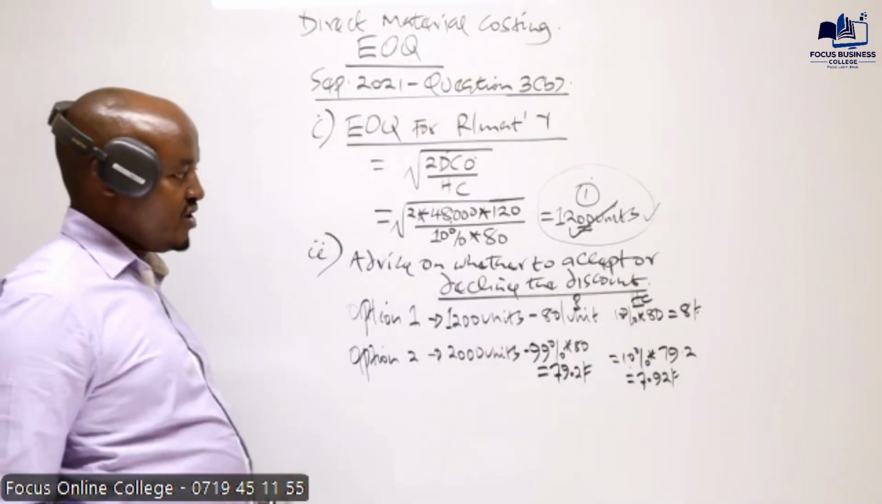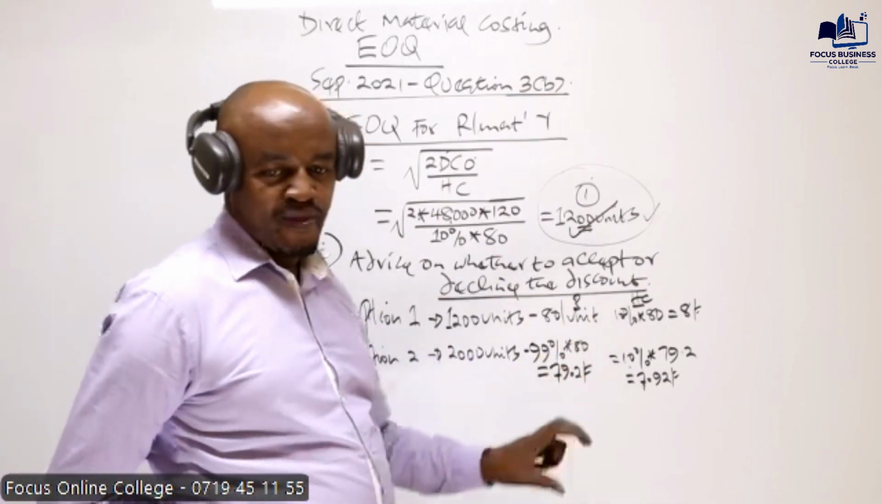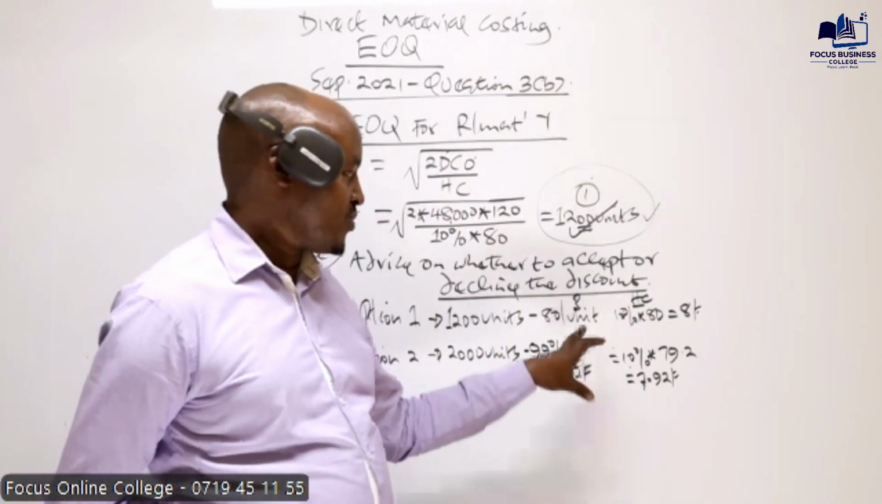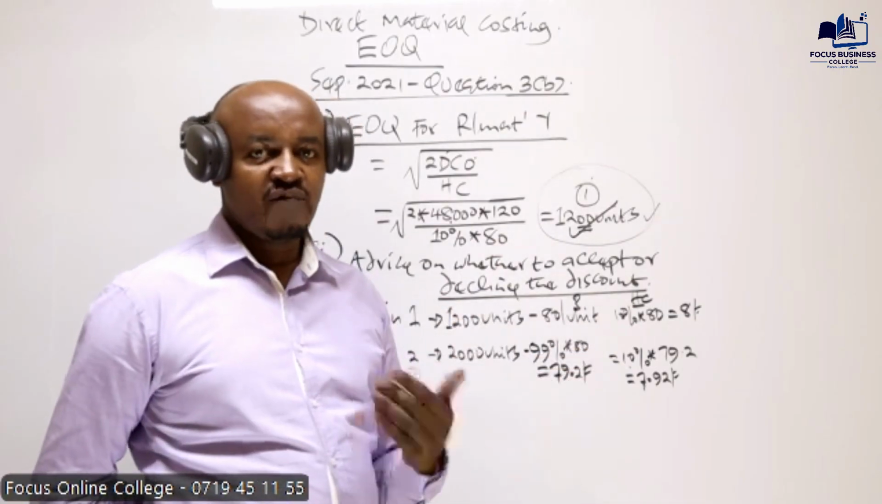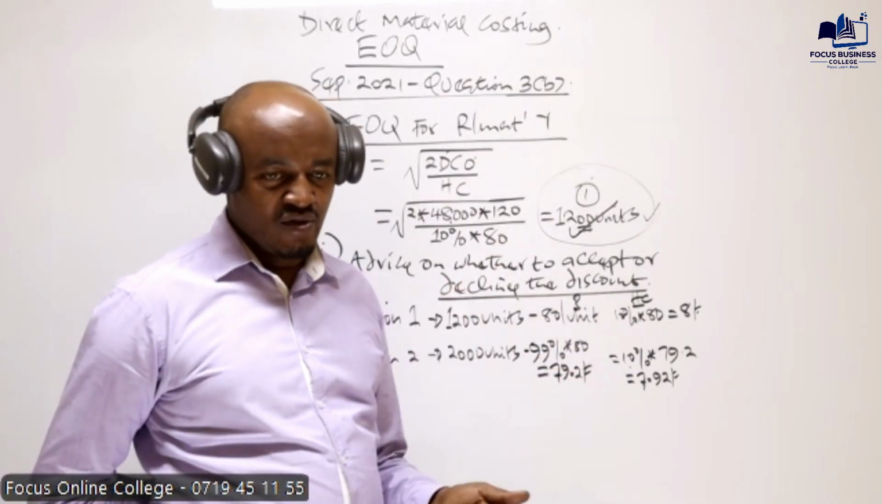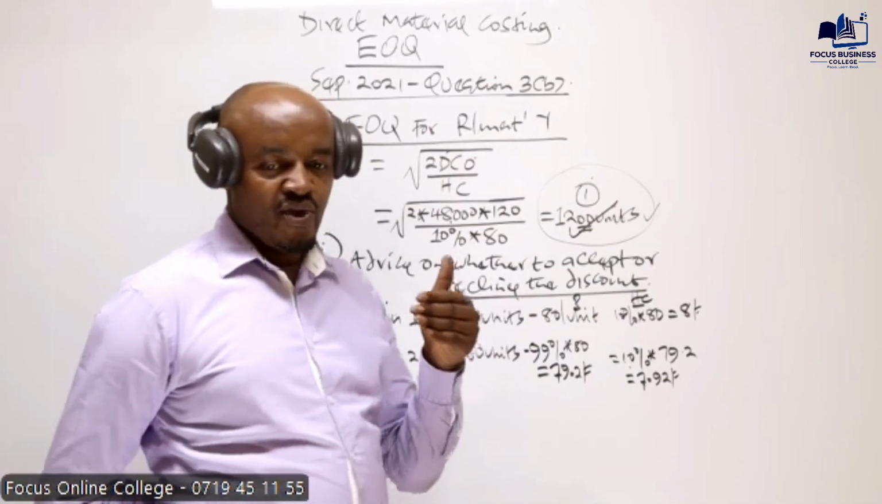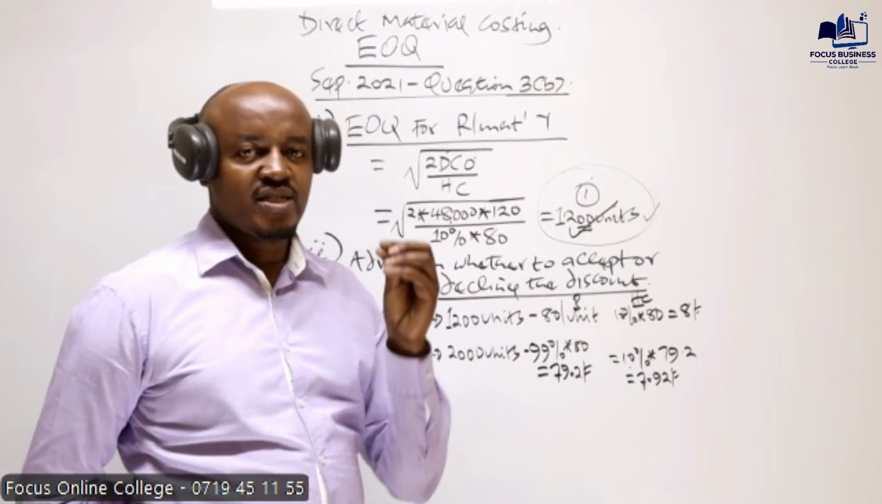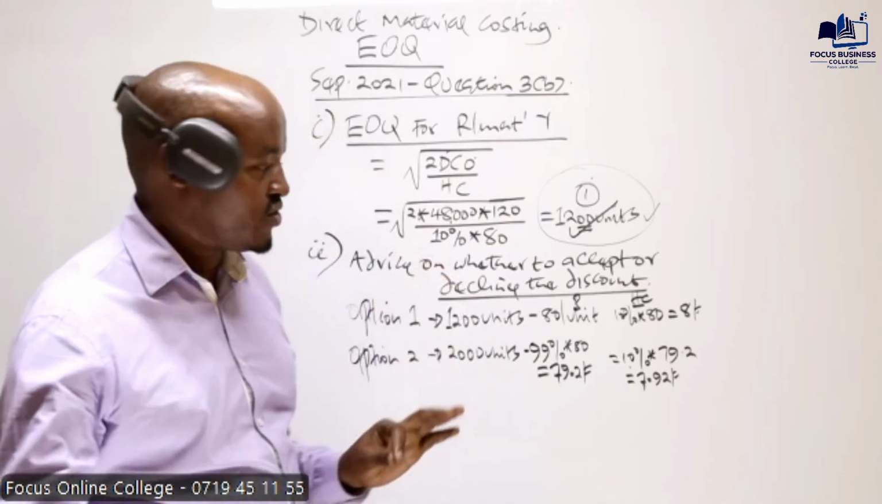If option 2 results in a lower cost than option 1, we are automatically going to advise the management to accept the discount. But if option 2 has a higher cost than option 1, we are going to advise them not to accept the discount. So let's evaluate these two options.